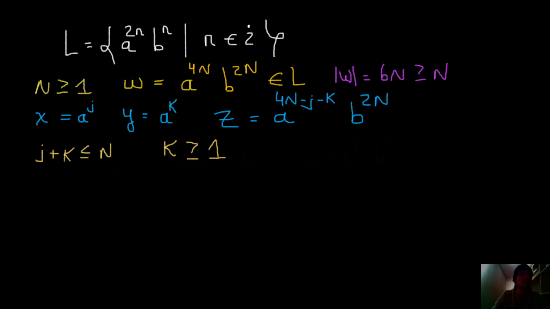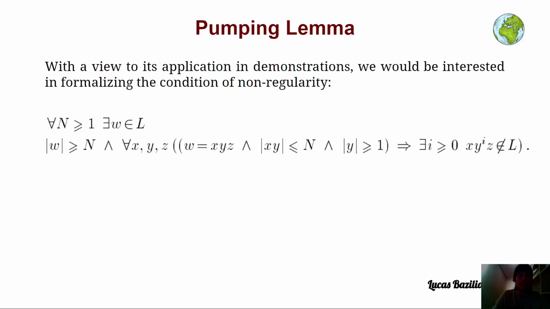Very well, so with all this criteria and configuration, what do we need to find? Like in any pumping lemma demonstration, to prove non-regularity, we need to find a natural value i such that when we concatenate x with y raised to i concatenated with z, this does not belong to the language L, right?